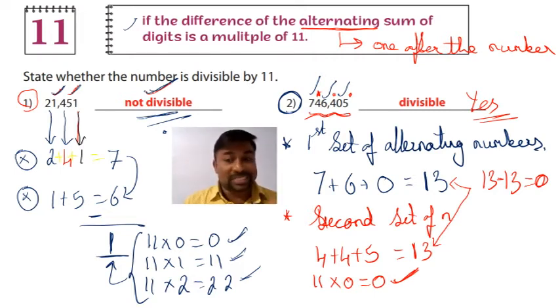So please understand the difference: either 0 or 11 or 22 or 33. If you get the difference of the sums of the alternating numbers, then we can say the number is divisible by 11. Hope you are able to understand. Let us go for the last one of the day. It's nothing but 12.